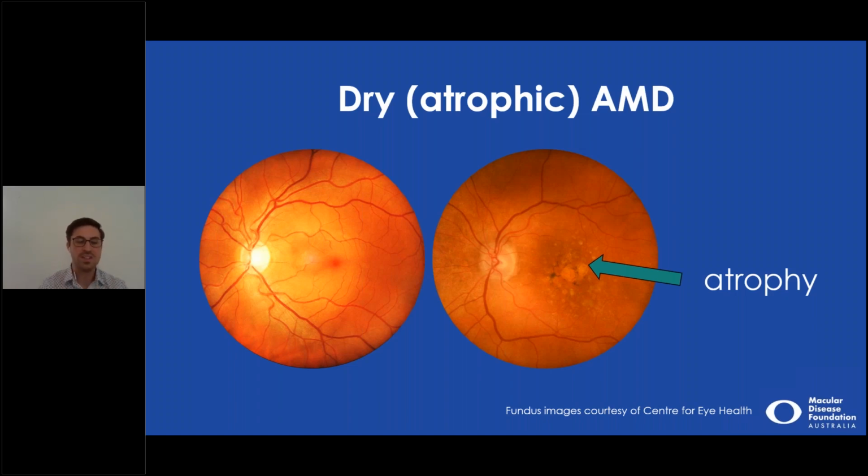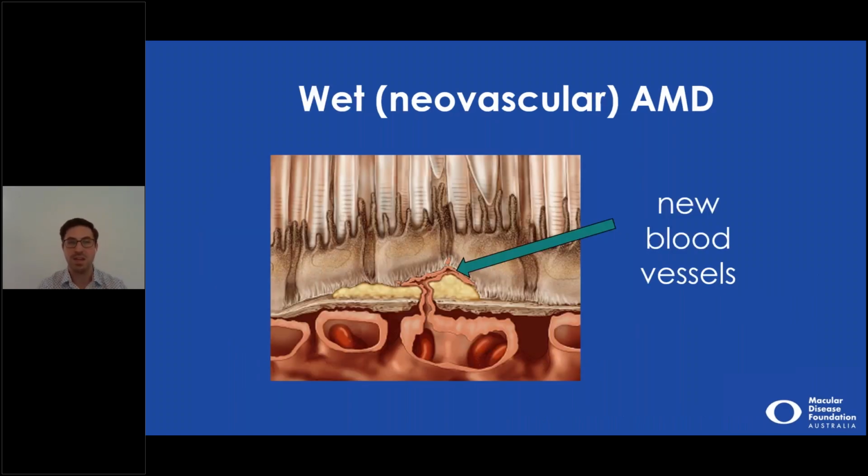But to move on to the second variety of advanced AMD, which we call wet or neovascular macular degeneration, it makes up roughly 11% of cases in Australia. Now, the term neovascular literally means new blood vessels, which is what we can see growing in the diagram. Small blood vessels growing from the bottom section with the blood vessels through a drusen and into the retina itself.